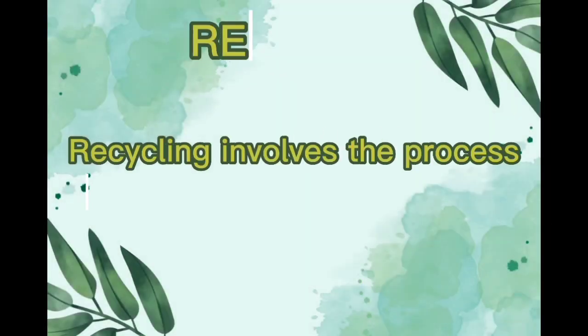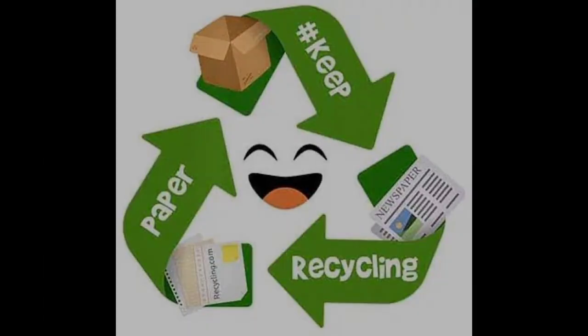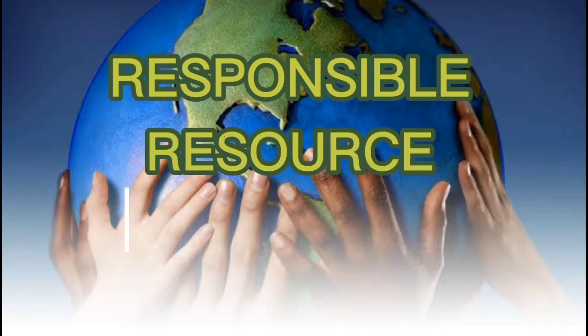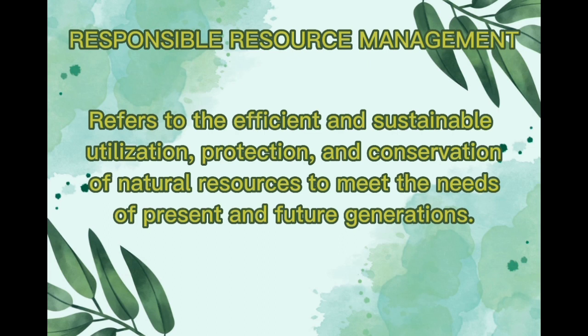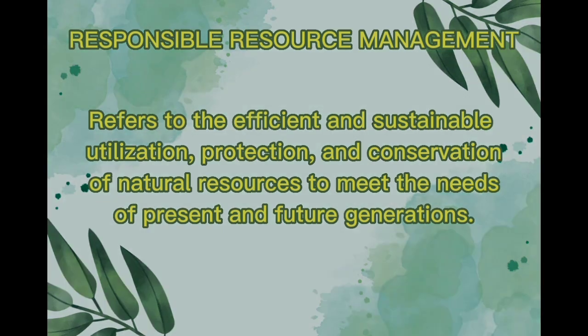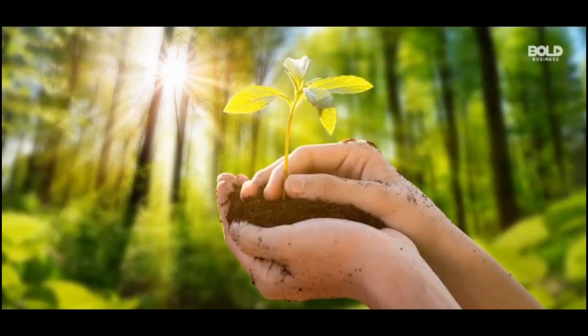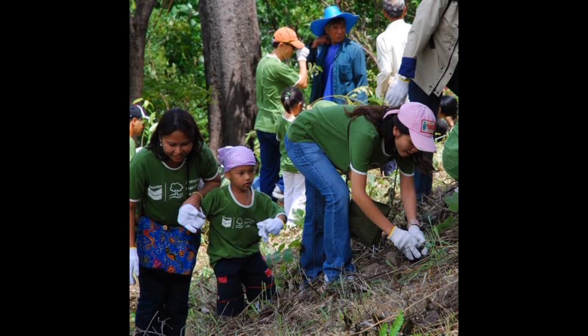Recycle. Recycling involves the process of converting waste materials into new products. Examples: recycling paper products to produce new paper or cardboard. Responsible resource management refers to the efficient and sustainable utilization, protection, and conservation of natural resources to meet the needs of present and future generations. Example: reforestation, planting new trees to replace those that have been harvested, ensuring the long-term vitality of the forest.